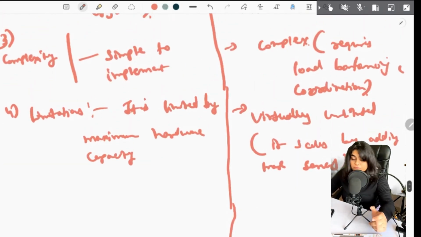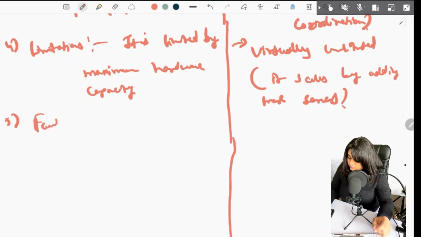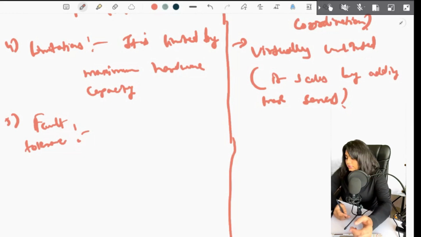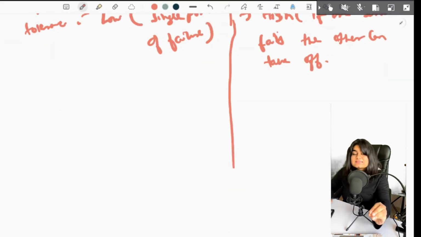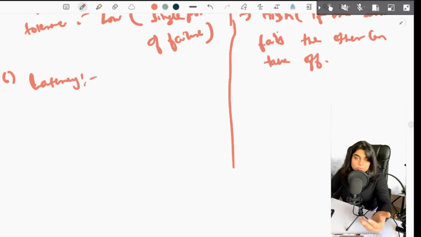So we have discussed four differences. Now let's come to the fifth. Fifth is fault tolerance. Here the fault tolerance is low because it is a single point of failure, and over there it is high because if one server fails, the other server can take over. The sixth point is latency. Vertical has the lower latency and the other one has the higher latency because it is just one machine and communication is comparatively faster.